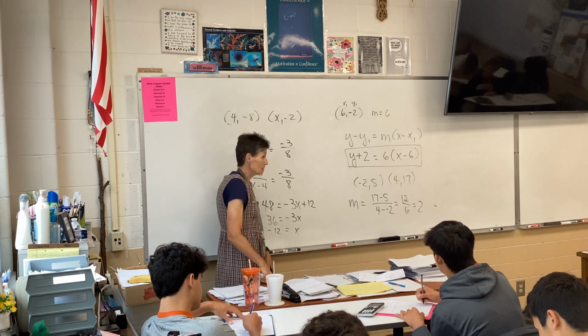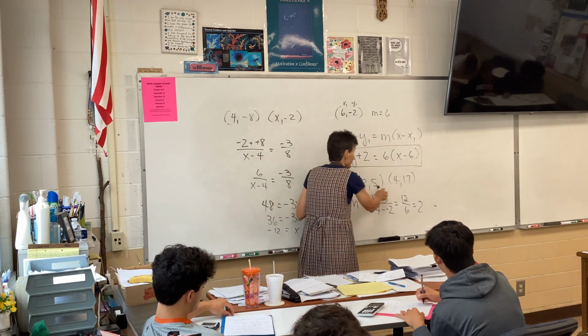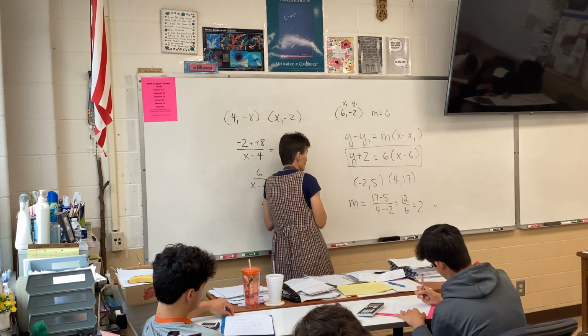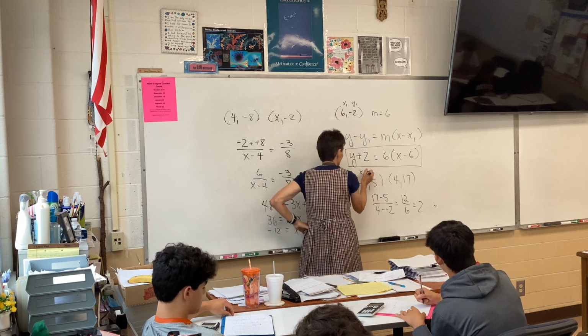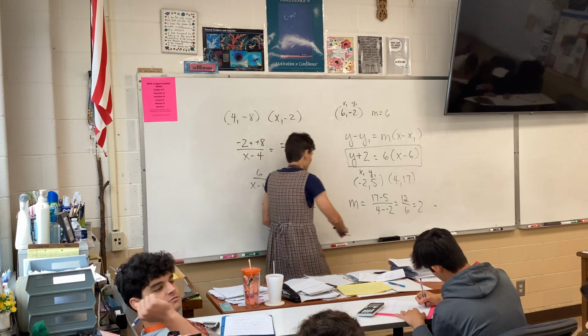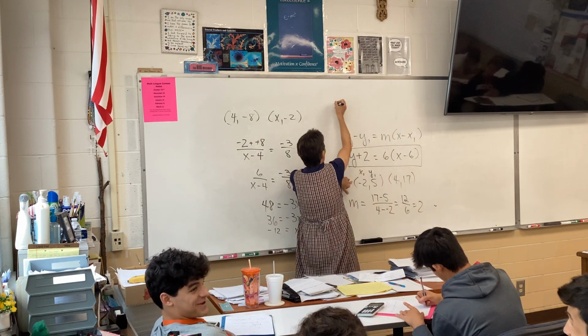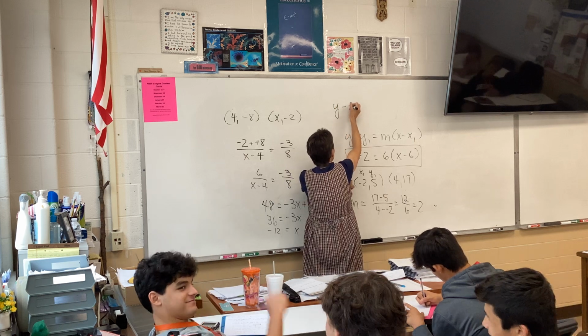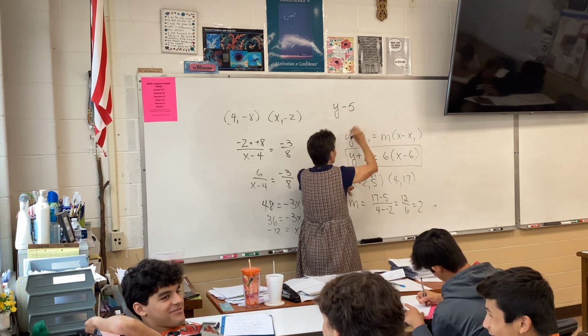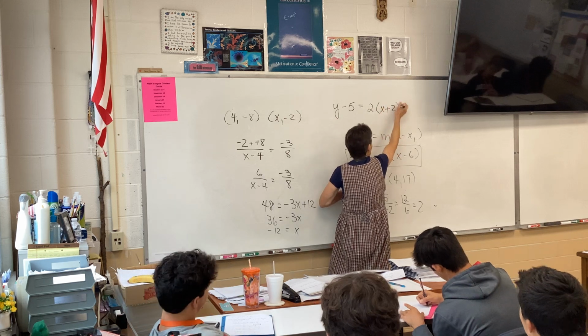And then point slope. I need a point. I have 2 of them. I can pick whichever one I want. Which one do you want to use? This one? All right, there it is. That's my x1, y1. So my equation will be y minus 5 equals 2 times x plus 2.